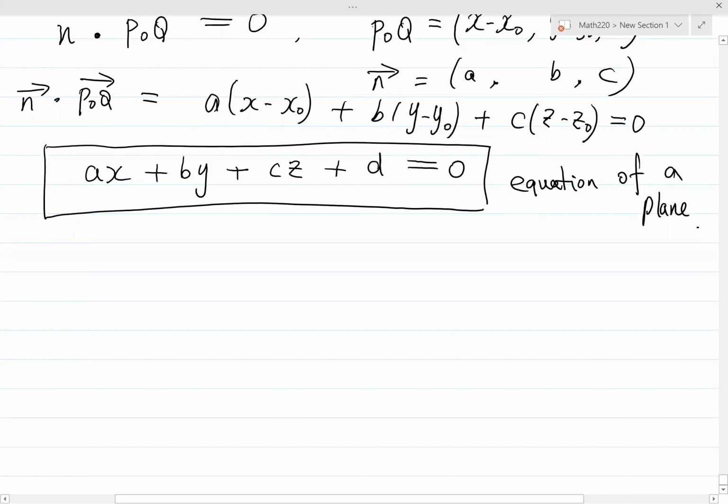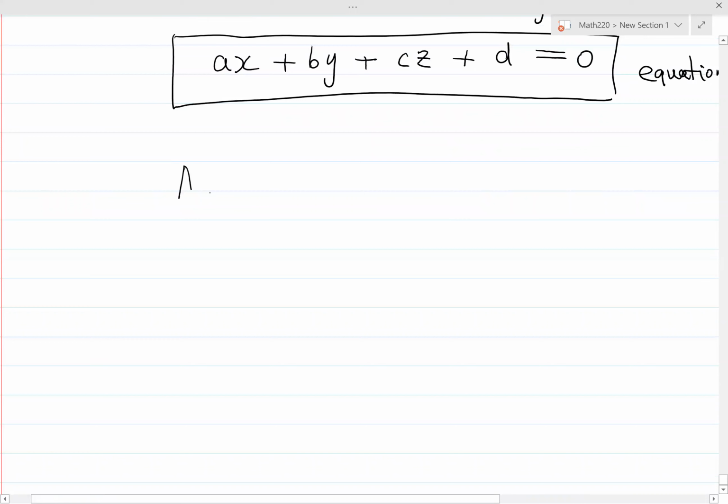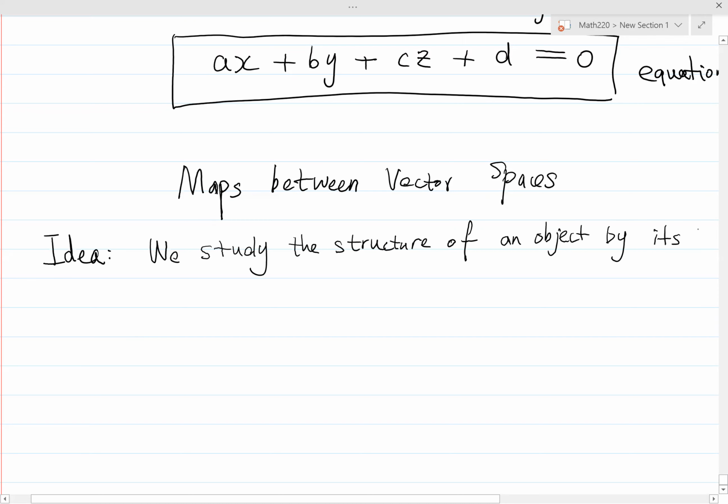All right, let's study another topic, maps between vector spaces. Idea: we study the structure of an object by its relations with other objects.